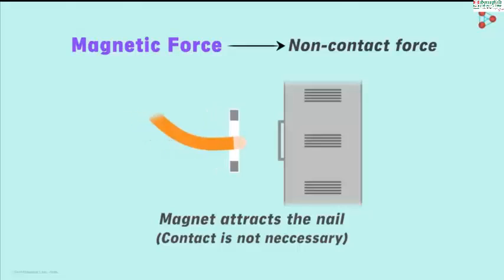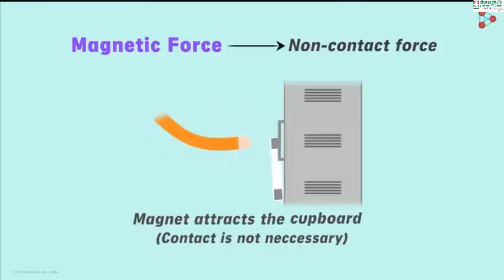Now, if you bring this magnet close to your iron cupboard, you will get the same results. As you move this magnet closer and closer to the iron cupboard, the magnet will attract the cupboard towards itself and vice versa. However, in this case, it is the magnet which will shoot out of your hand and stick to the cupboard. Are there any other non-contact forces besides the magnetic force?